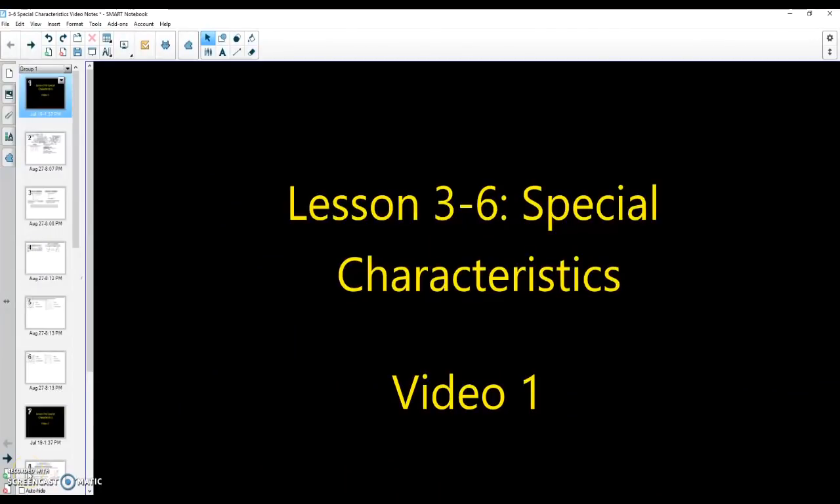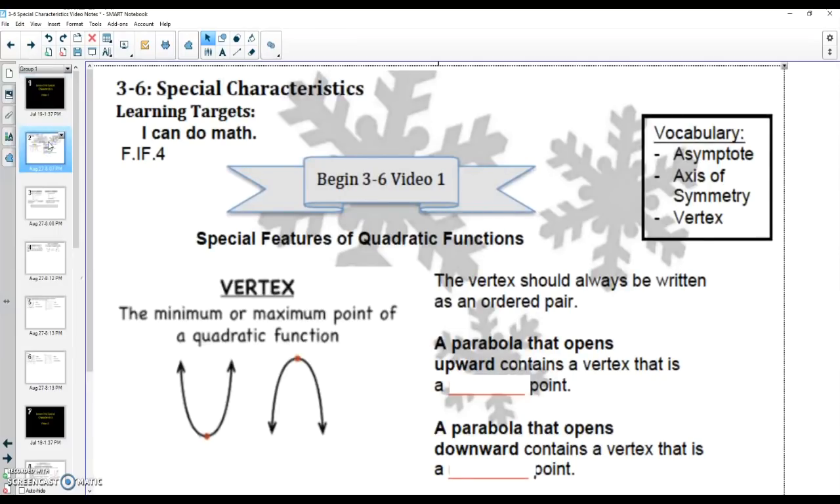Welcome to lesson 3-6. In video 1 we are going to take a look at some characteristics that are unique to our quadratic functions. Specifically, we are going to take a look at the vertex and the axis of symmetry. So we'll start out by taking a look at the vertex. Now the vertex is the minimum or maximum point of a quadratic function. Since this is an actual point, we should always be writing our vertexes as an ordered pair, an x value and a y value. Now when we have a parabola that opens upward and that contains a vertex, it's going to be a minimum point.